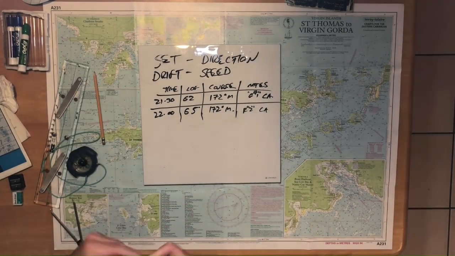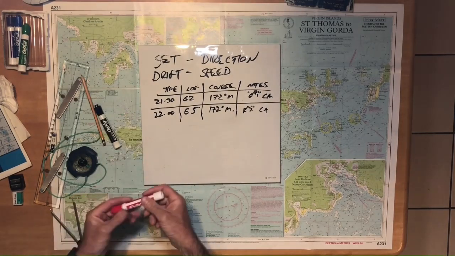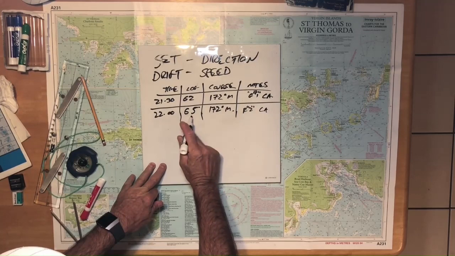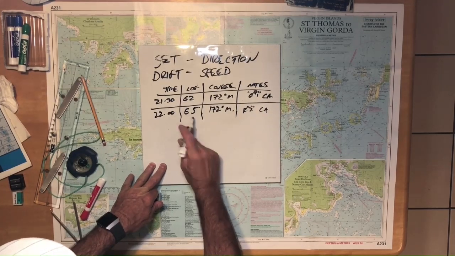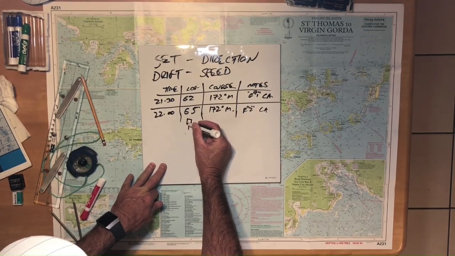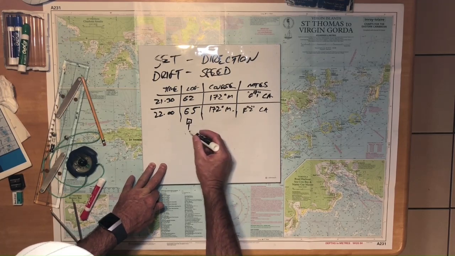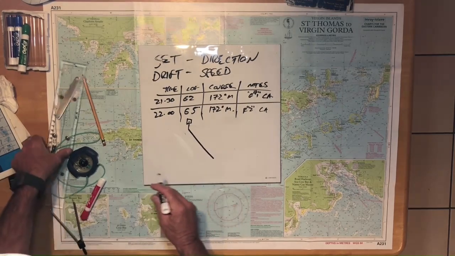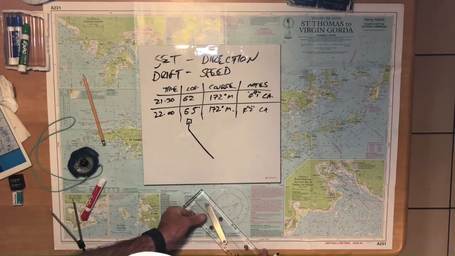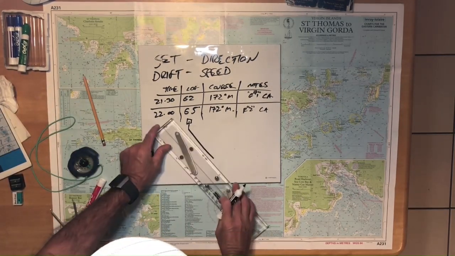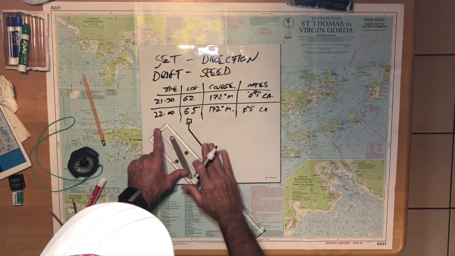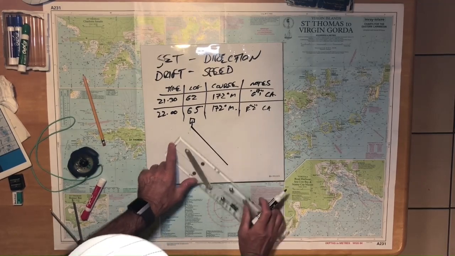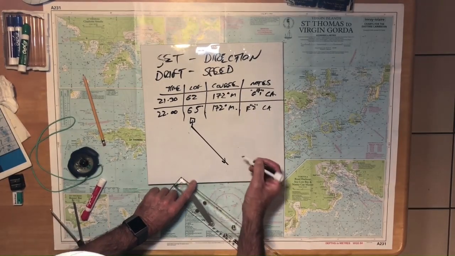Now, let's just start from green number 1. Green number 1 is there. I head off at 172. I've got my parallels. I've looked at 172. I've walked it over to my chart. Let's make it a straight line. I've got my 172, and that's my course line.